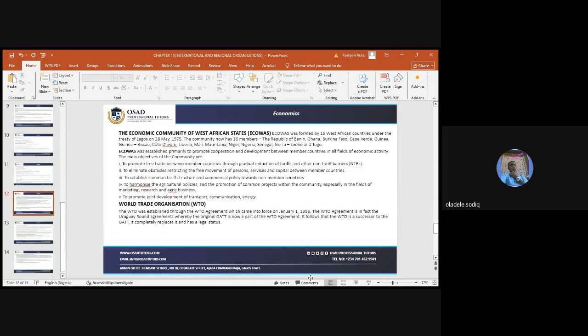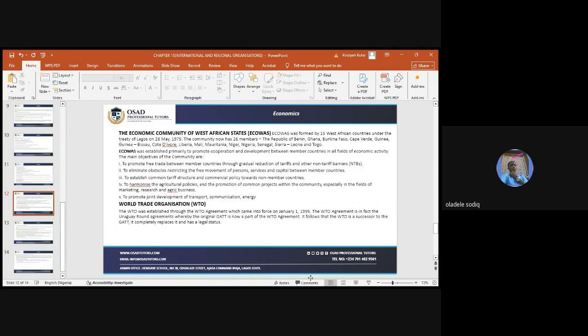So what are those 16 members? The Republic of Benin, Ghana, Burkina Faso, Cape Verde, Guinea-Bissau, Cote d'Ivoire, Liberia, Mali, Mauritania, Niger, Nigeria, Senegal, Sierra Leone, and Togo. All of these countries are members of West African states. That is ECOWAS. They are West African countries that are under ECOWAS.